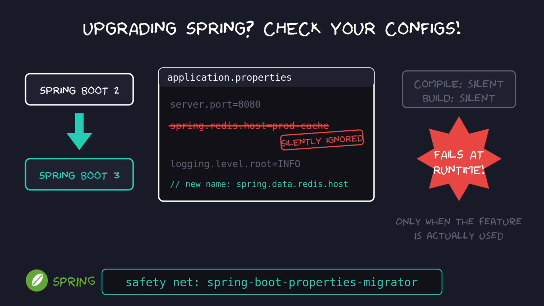And one final warning: when you upgrade Spring, take care of the configuration changes. Property names get renamed between versions. The old names are silently ignored. The compiler says nothing. The build says nothing. The bug appears only at runtime, only when that feature is actually used. Add the properties migrator dependency during upgrades. It detects old names at startup, warns you loudly, and even remaps them temporarily while you fix your files.